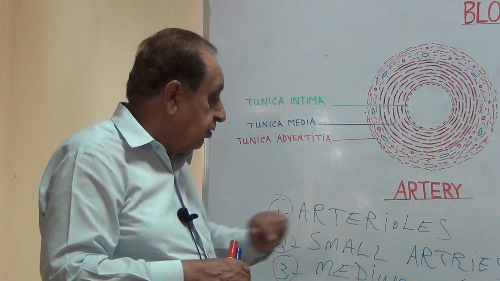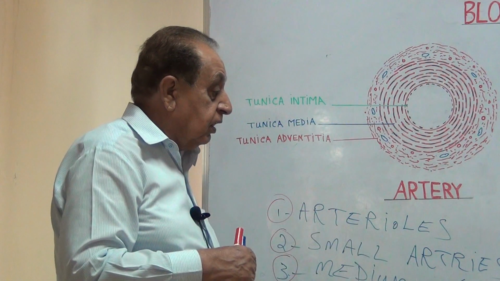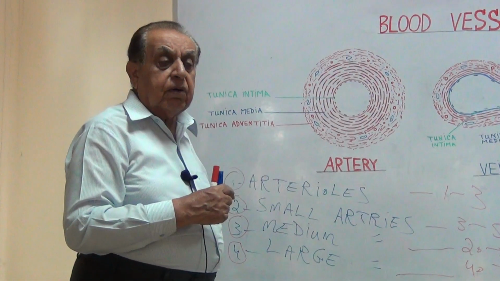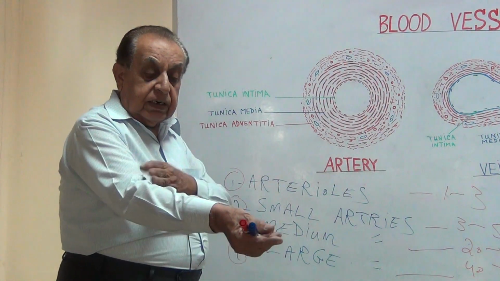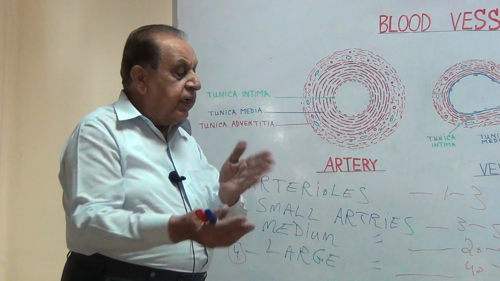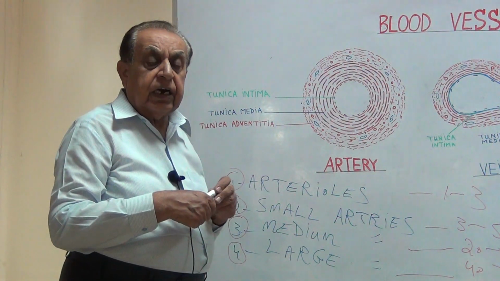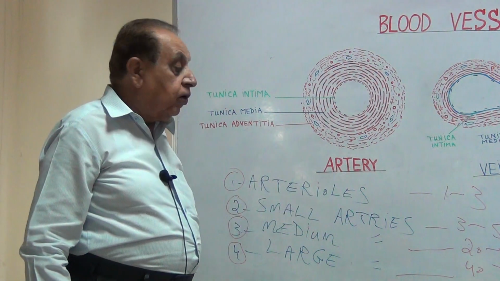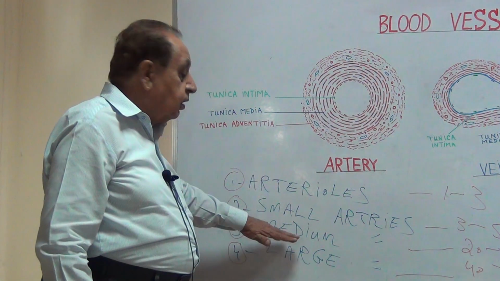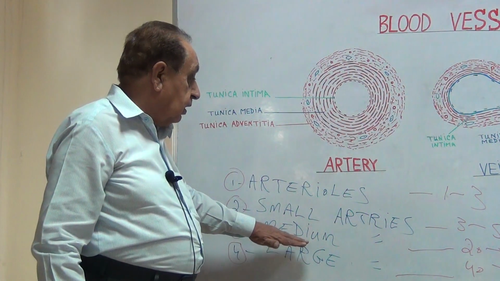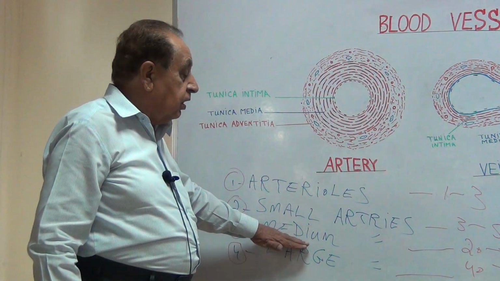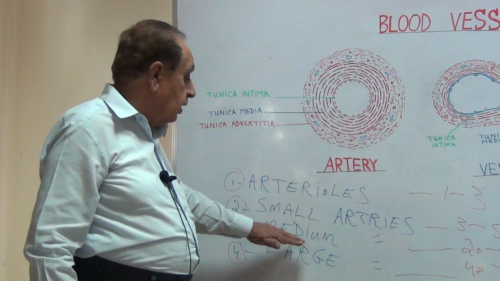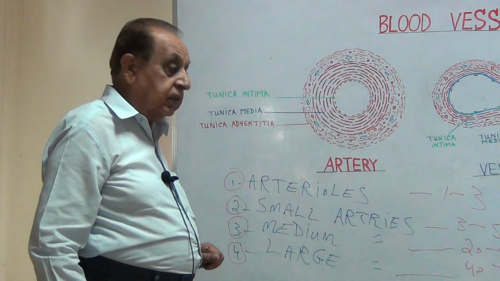The medium size arteries. All named arteries are called the medium size arteries. For example, the brachial artery, the radial and ulnar arteries, axillary arteries, the popliteal arteries, all these are the medium size arteries. The radial artery, ulnar artery, axillary artery, brachial artery, popliteal artery, all these are the medium size arteries.